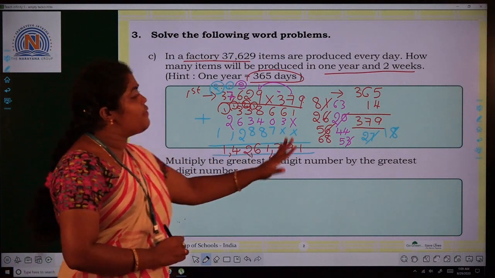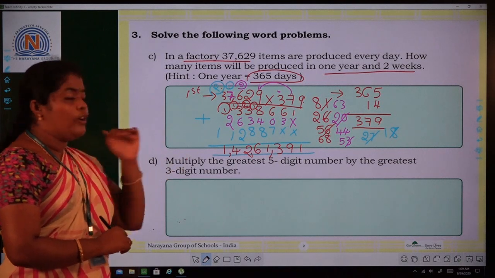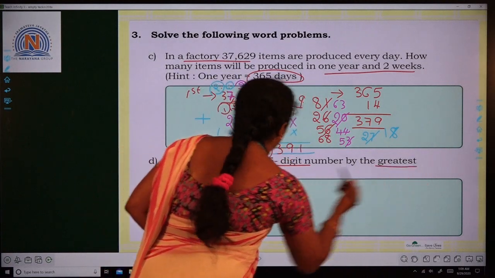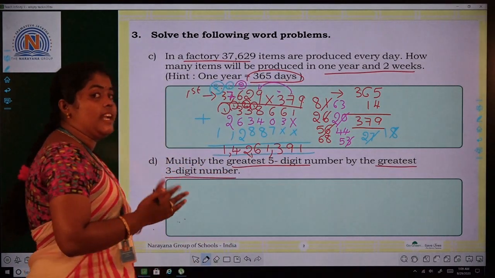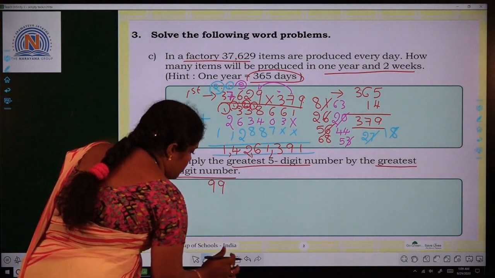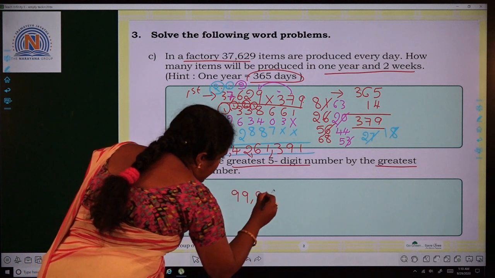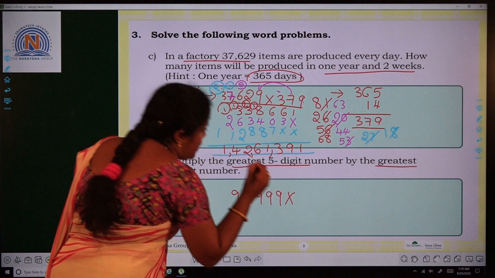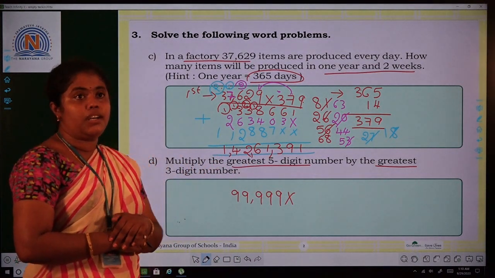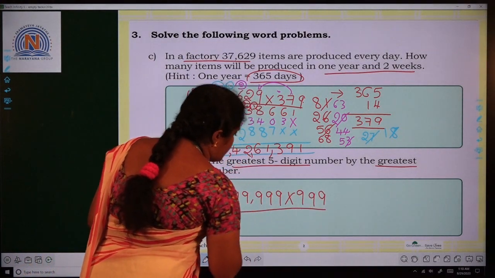Next, moving on to the D bit. Multiply the greatest 5-digit number by the greatest 3-digit number. Here, before going to the multiplication, we have to know the greatest 5-digit and the greatest 3-digit number. So, what is the greatest 5-digit number? Yes, 99,999. It is the greatest 5-digit number. And what is the greatest 3-digit number? 999. It is multiplication with all nines.